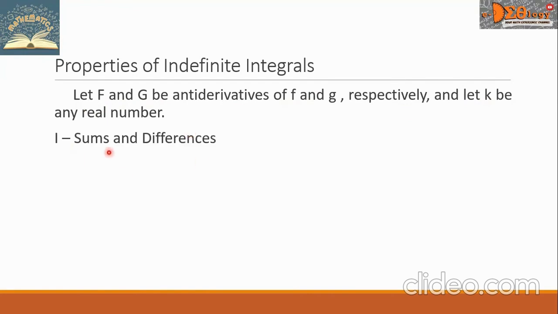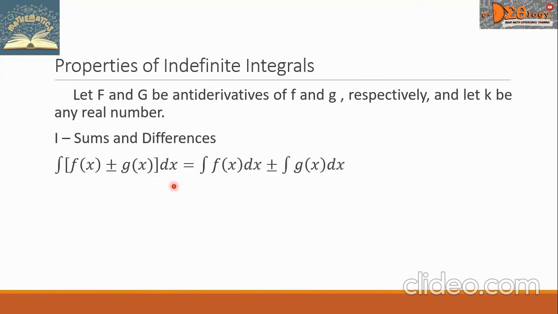The first property is about sums and differences. So this is the expression, the integral of two functions, let's say f of x plus or minus g of x dx. And this is equal to this expression. What we're doing here is taking the integral of each of the functions with respect to x. And then the final answer will be capital F of x plus or minus capital G of x, and then plus c.